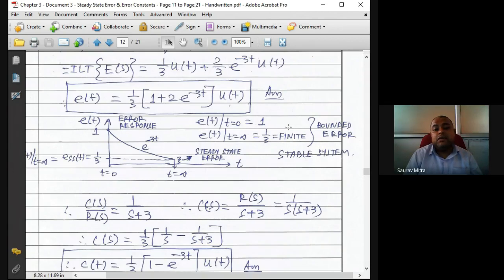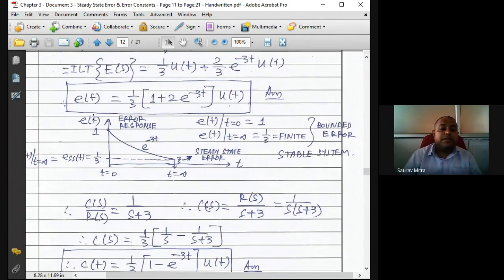Okay, so at t equal to infinity, the amplitude of error will be 1 by 3. There is a graph shown. At t equal to 0, e raised to minus 3t will be 1. So what is the amplitude of error at t equal to 0? It will be (1 plus 2) by 3, that is 3 by 3, equal to 1. That's why this error graph starts at 1.